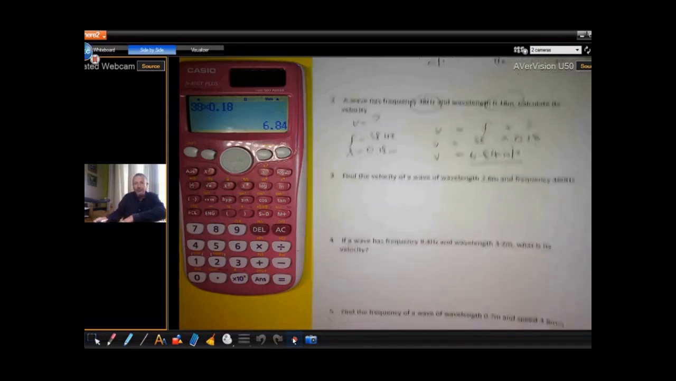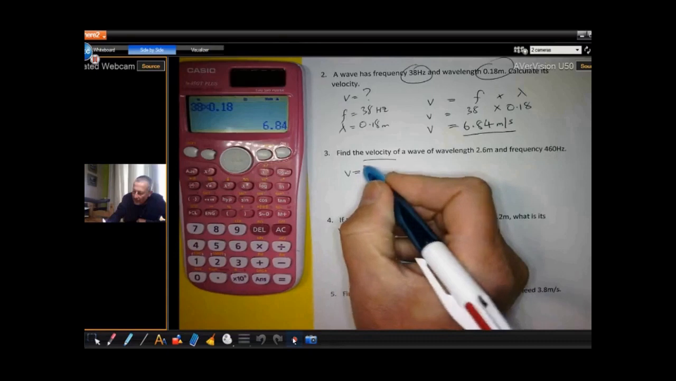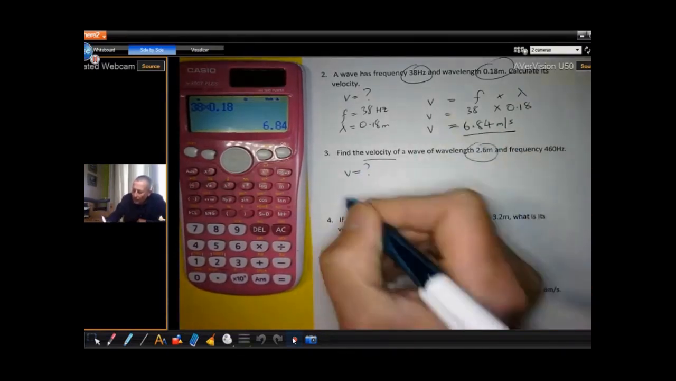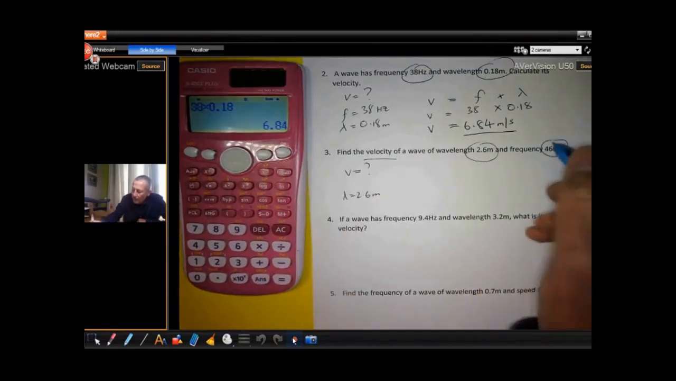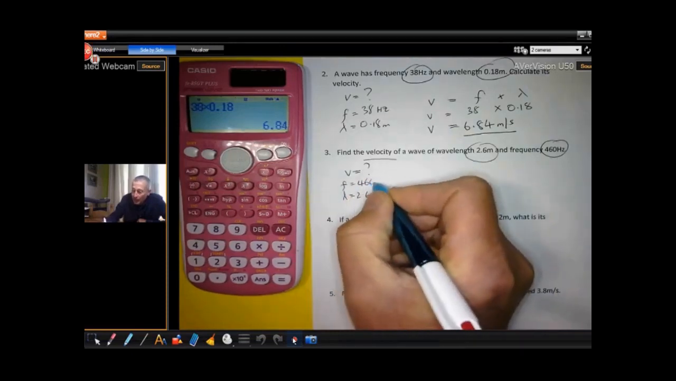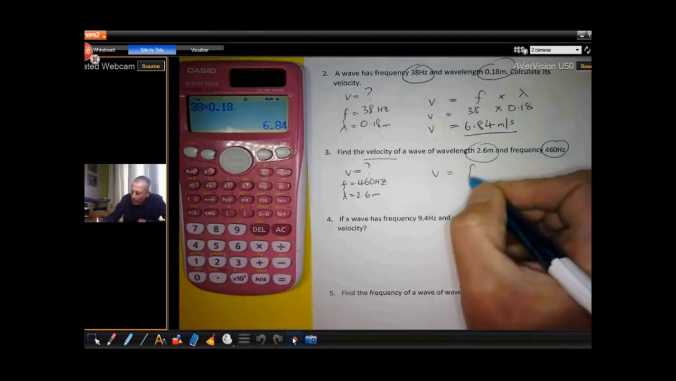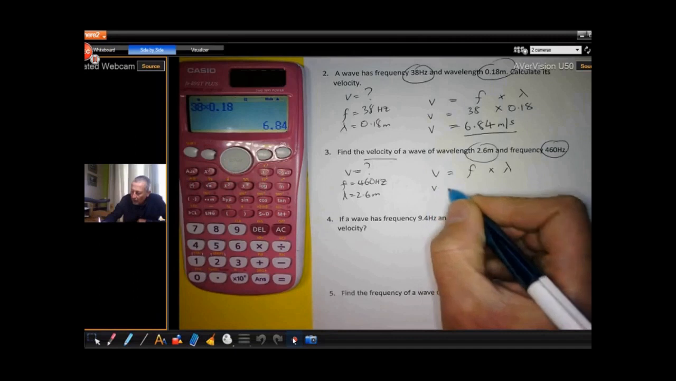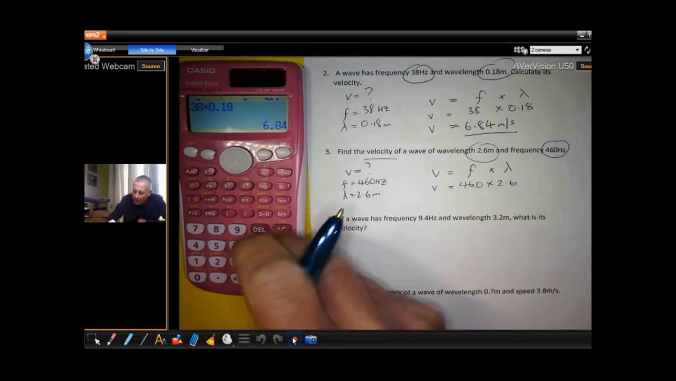So, question 3. Find the velocity. So we're trying to find the velocity again. The wavelength, 2.6 meters. Frequency, 460 hertz. Velocity equals frequency times wavelength, which is 460 times 2.6.